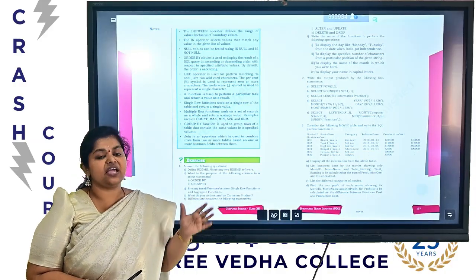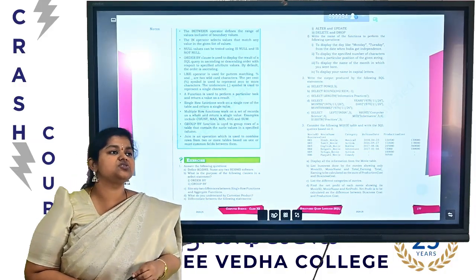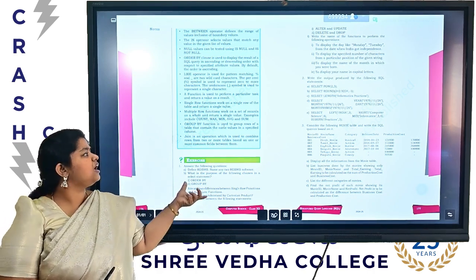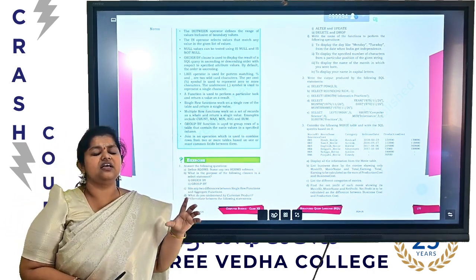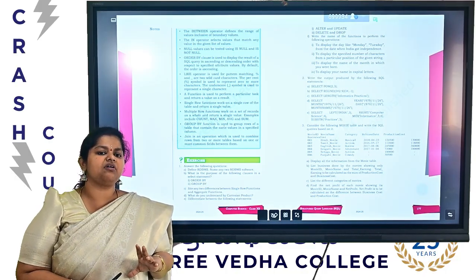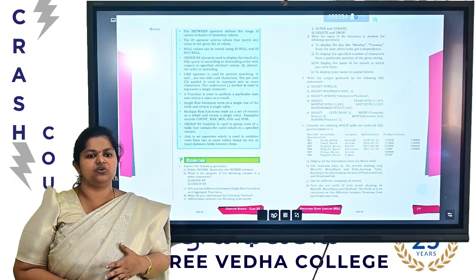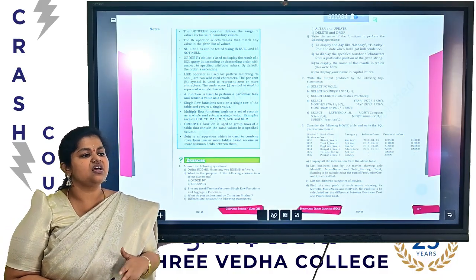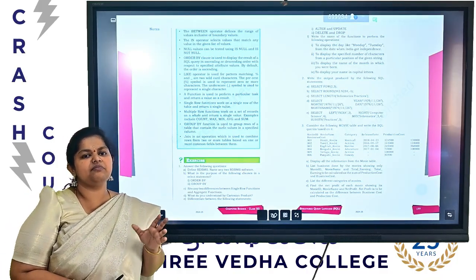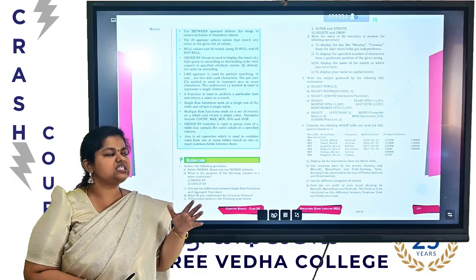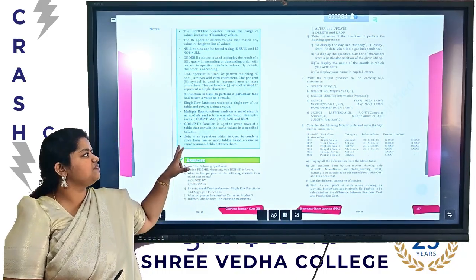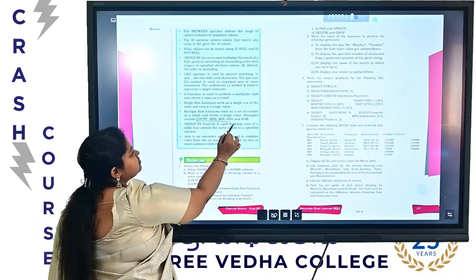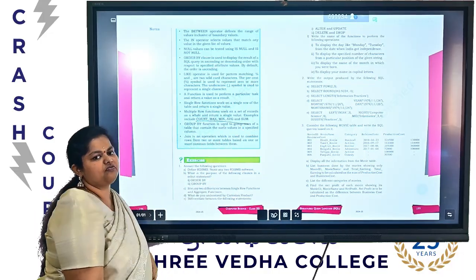Then coming to the aggregate functions. In the aggregate functions, you have maximum, minimum, count, average, sum, like that. Multiple row functions work on many rows of the queries in SQL. That is the difference between single row functions and multiple row functions. For 2 marks, they will ask you to write the difference between single row and multiple row functions. First you have to write the definition and then give the functions: single row functions and multiple row functions.